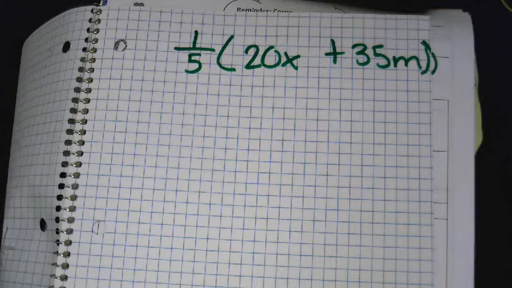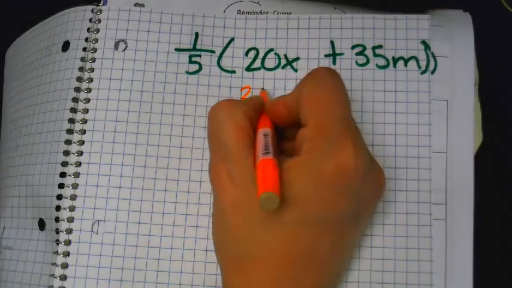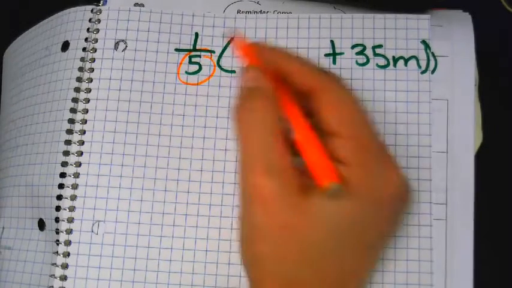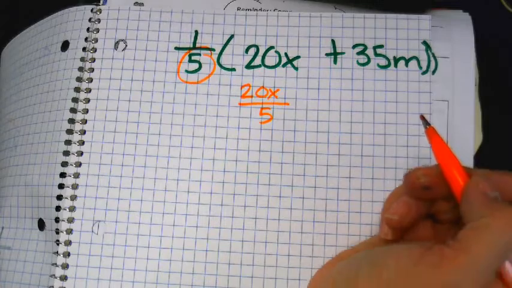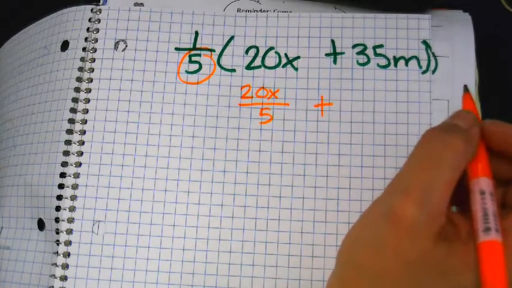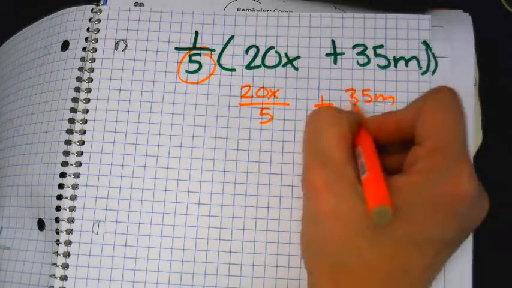Let's make it easy. See the bottom number? What's our bottom number? 5. 5. 20 over... Where am I going to put it? Under the 20. So I just rewrite 20x over 5, plus 35m over 5.